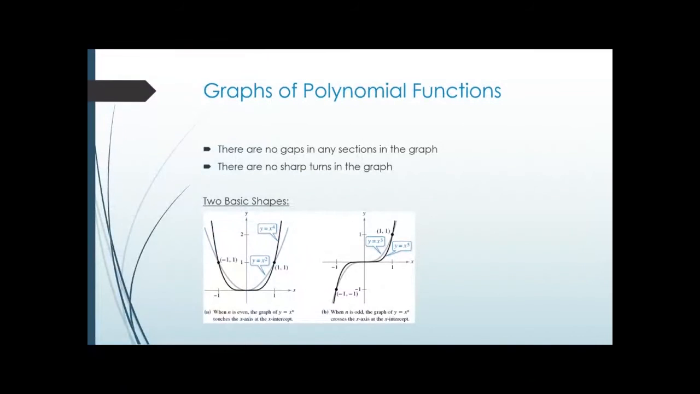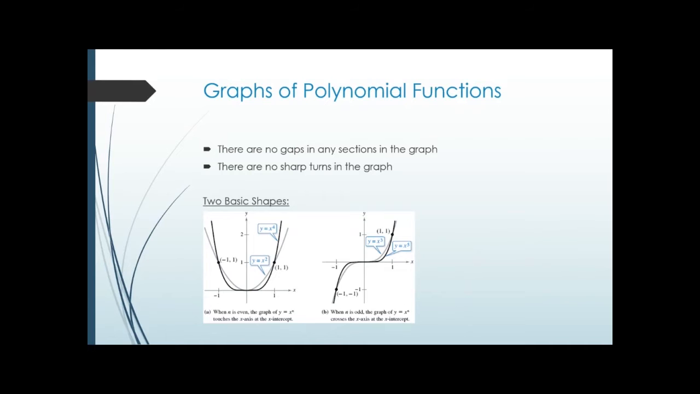So we're going to just start with talking about the different graphs of polynomial functions. What is special about a polynomial is that it's one of those graphs where there are no gaps. Basically, you can draw it with one stroke of your pen. You don't have to lift your pen off of the paper, and we call that continuous.